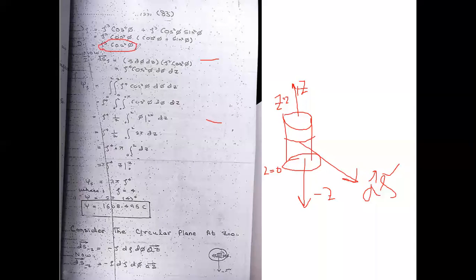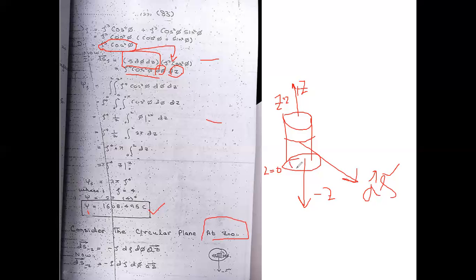This is the D rho component, and this is the dS in the direction of rho, so rho d phi dz. Multiplying this, we will get this. In order to find psi, putting the limits 0 to 2 for dz and 0 to 2 pi for d phi, we will get psi 1, 1608 point this.